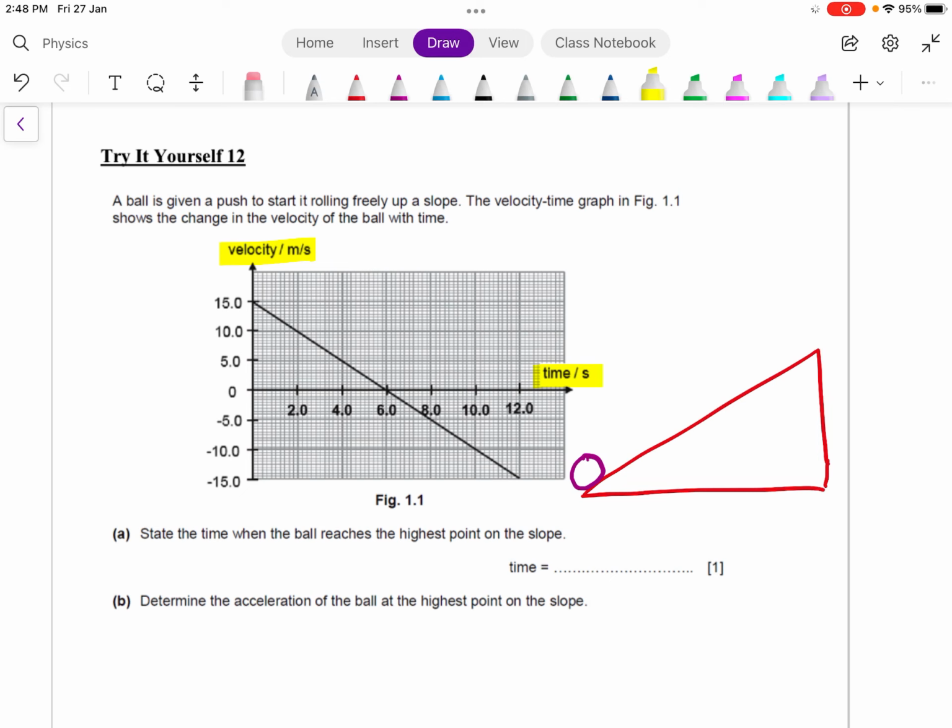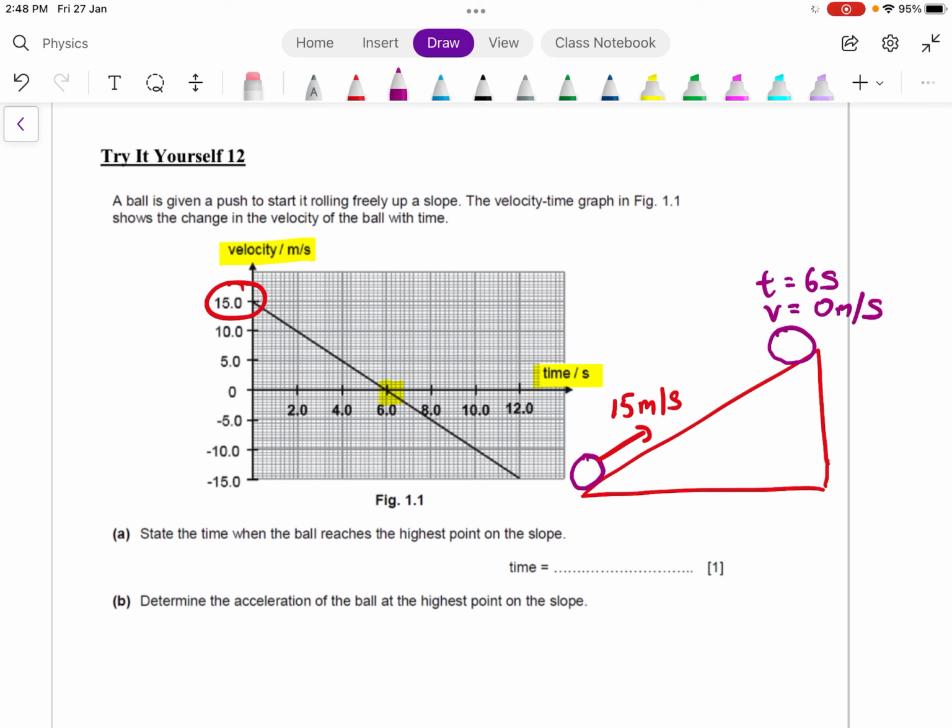Okay, so let's take a look at what is going on for this ball. First thing, when I push, I must give it a very high velocity. So you can see that my velocity is 15 meters per second at 0 seconds. So this ball at the start has a velocity of positive 15 meters per second. Of course, as you slowly rise up, you will decrease in velocity until you reach 0 meters per second. At 0 meters per second, you're actually on top of the slope. So this is where time is equal to 6 seconds. Your velocity is 0 meters per second.